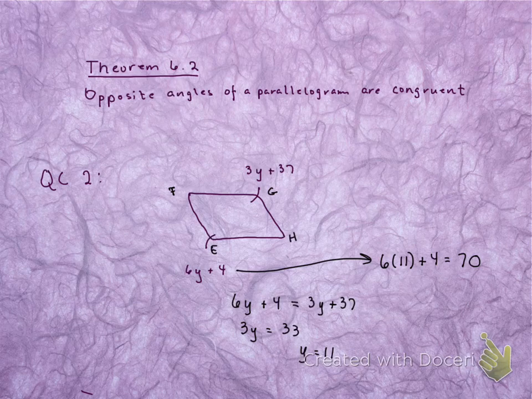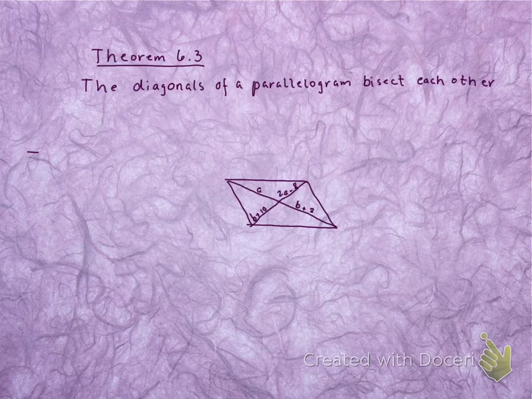Okay. So looking at the next theorem, which is on page 314, theorem 6.3. Now we're talking about diagonals. The diagonals in the drawing here are that line I just traced over in red and the other line here that I just traced over in red. Those are the diagonals of that parallelogram. They go from opposite angle to opposite angle.